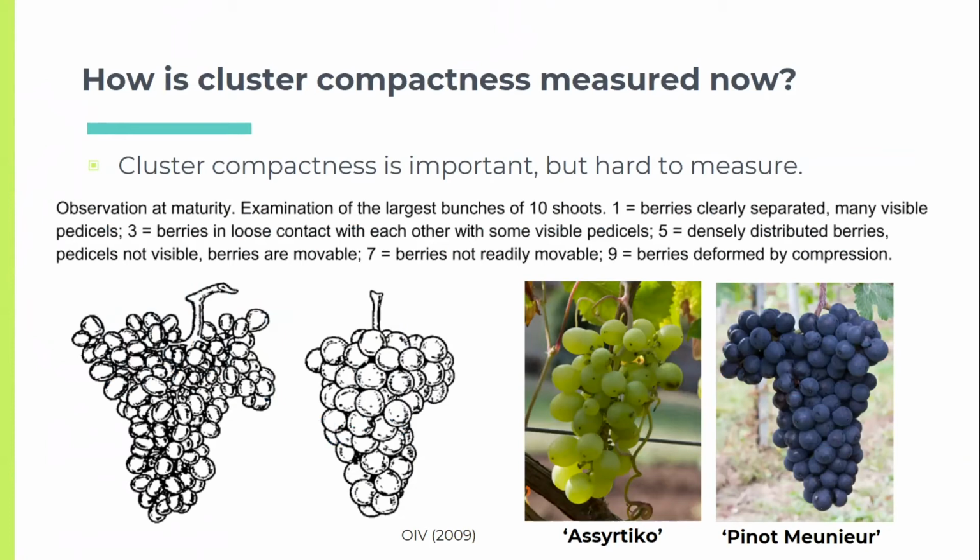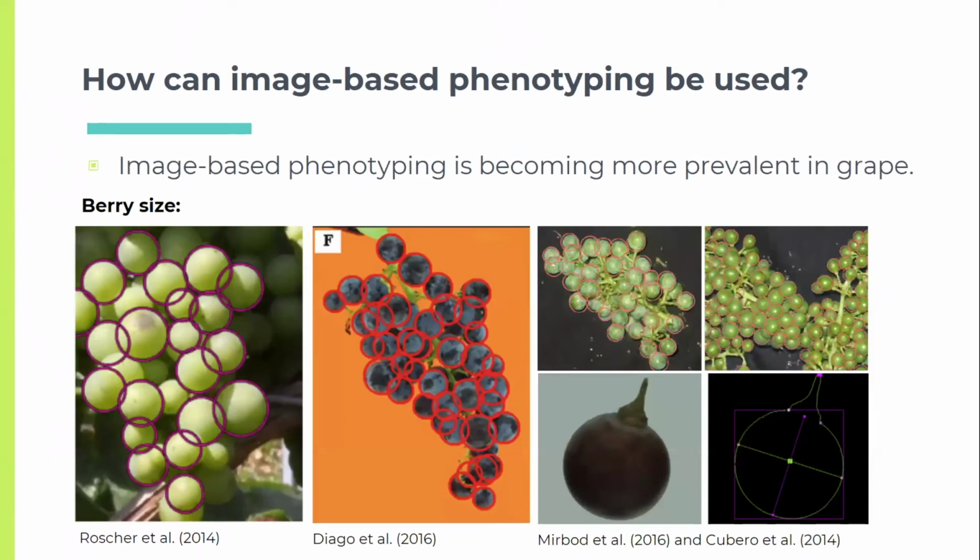Is that really capturing all the variation in your population? And is that score really the most useful way to phenotype? Improving on that has been my goal and the goal of this project. Image-based phenotyping, just in general, is becoming more prevalent in grape and, of course, many other species.